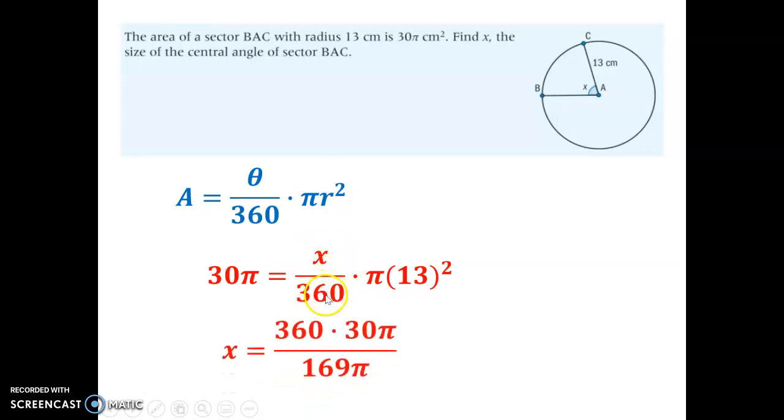Well, you can multiply by 360. So notice there it's on top with the 30 pi. And then you can divide it by all this, and that's why that ended up underneath the 30 pi here. Okay, solve that. The pi's cancel, and you get this answer here. So we were able to find the angle. That central angle is 63.9 degrees. Looks perfect for what we see there on the diagram.